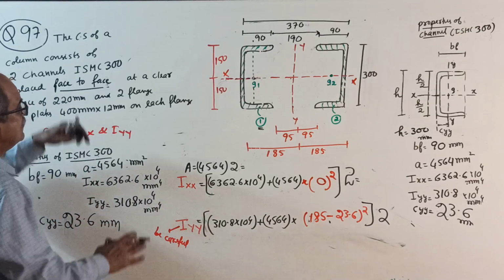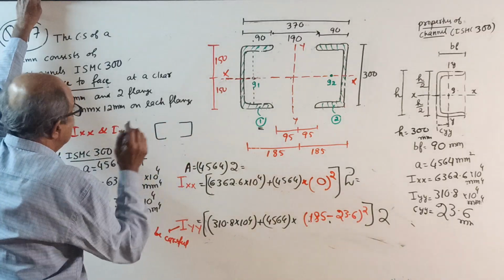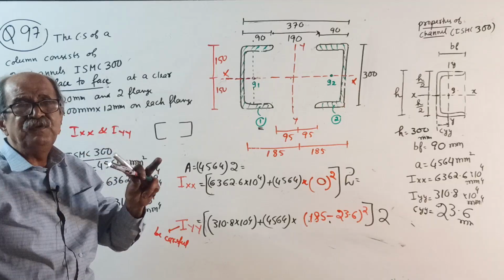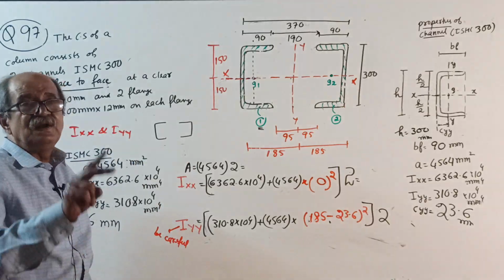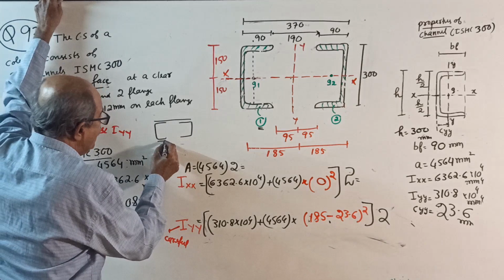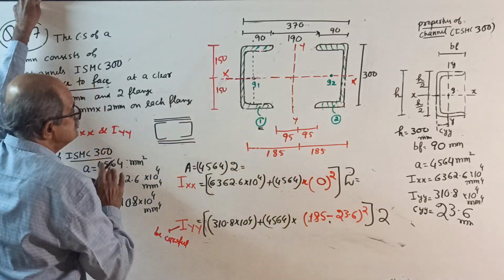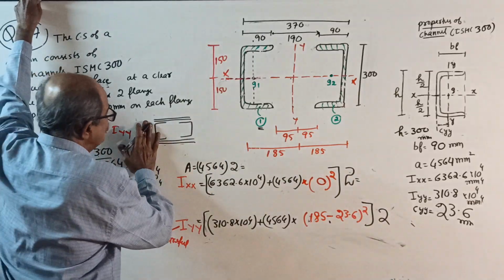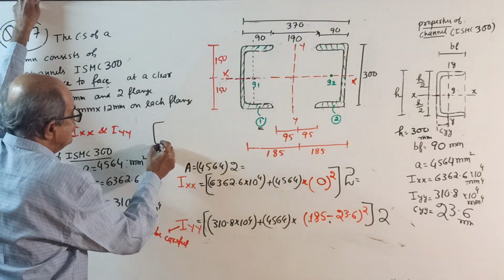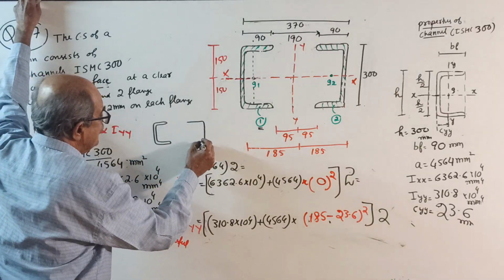Now, very important. 2 channels are placed back to back this way. Last time I told you 2 flange plates, 1 flange plate on each flange, means total 2. So last time 1 plate here and 1 plate here. But this time there are 2 plates here and 2 plates here. Now, a rough sketch you write here: this is the channel, placed back to back. 1 more channel is here.